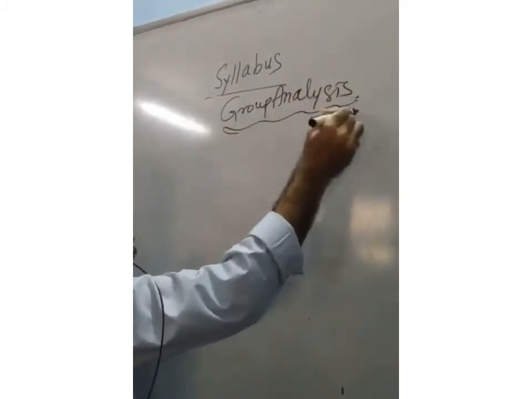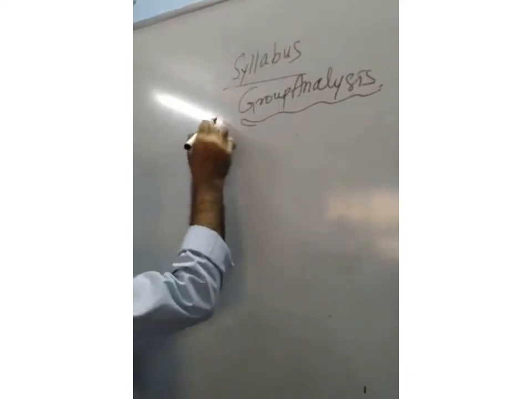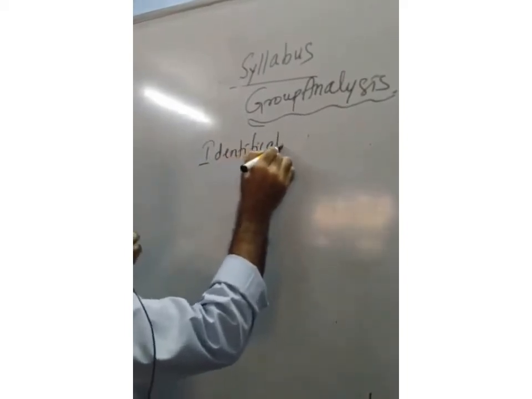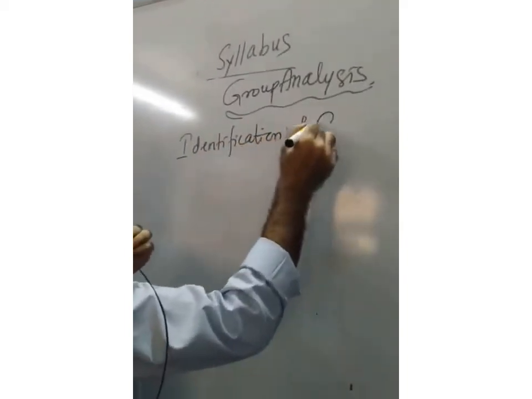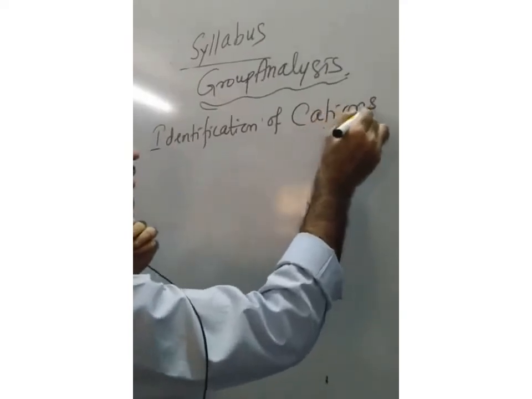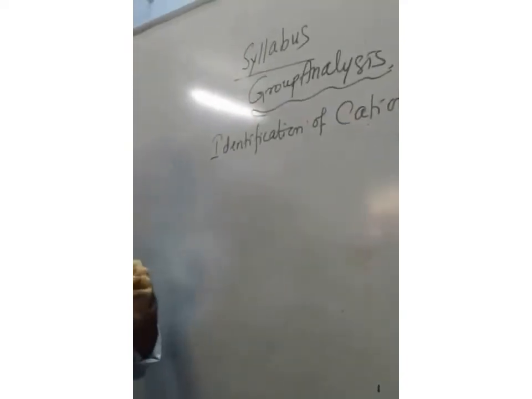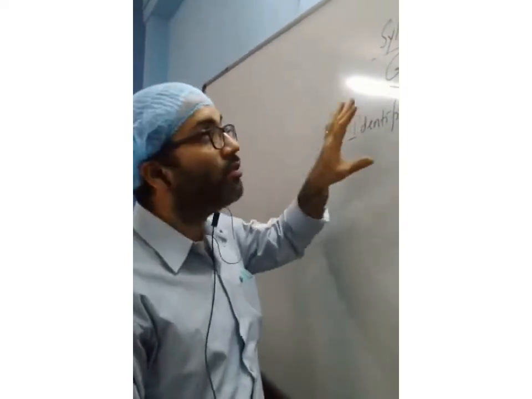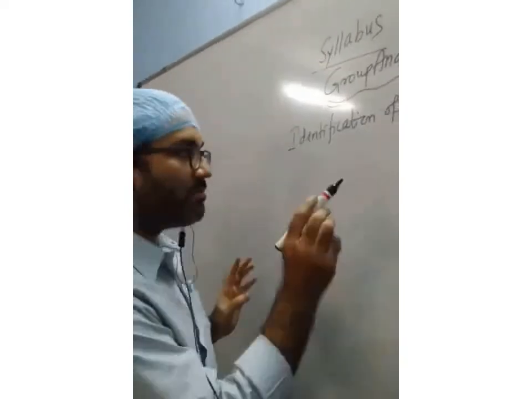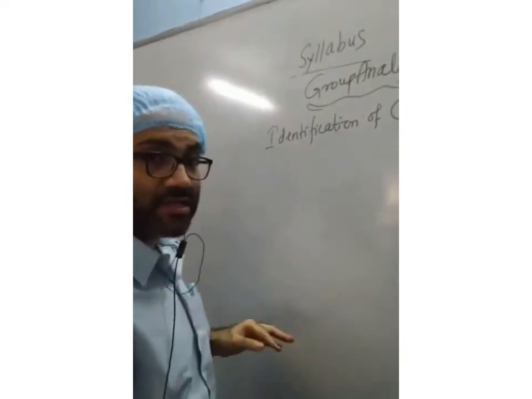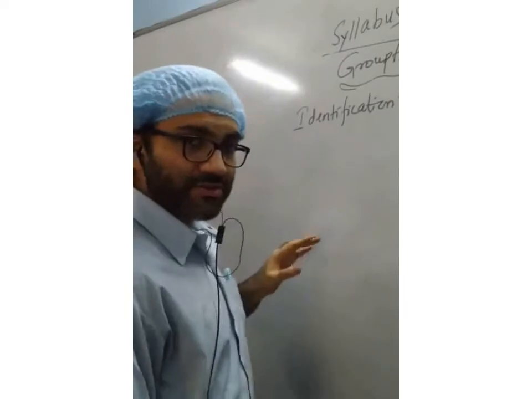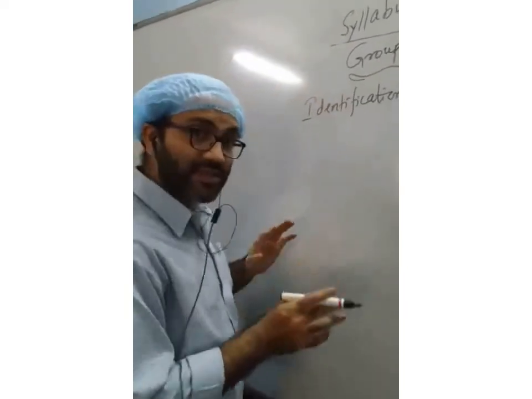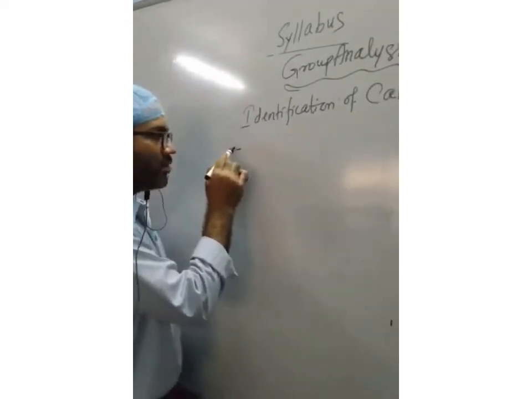This group analysis means the identification of cations. I'm not going to focus on anions now, just on cations. Remember this: anions are not having any groups. Anions are not classified in terms of any groups or sections. But cations have been classified in terms of groups, and there are groups for cations only.